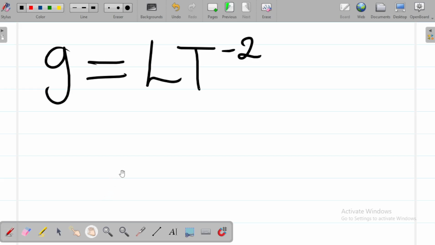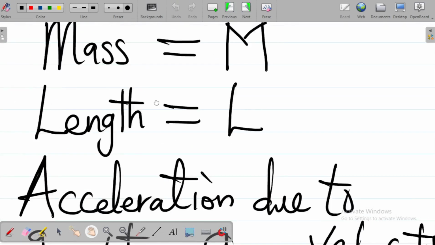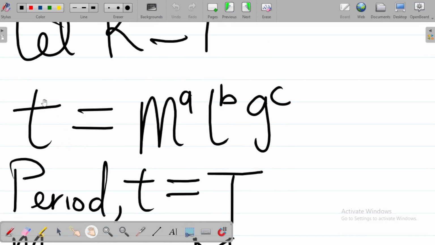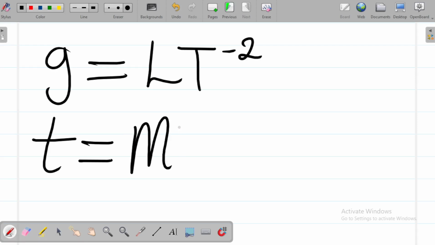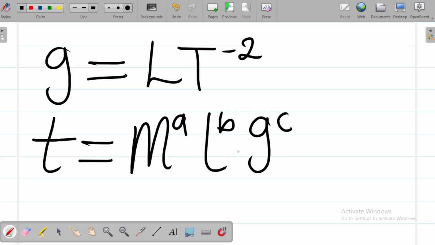All right, so our next task is to substitute the dimensions into this equation. T equal to M raised to power a, and then L raised to power b, and G raised to power c. So we have T is equal to M raised to power a multiplied by L raised to power b multiplied by G raised to power c. So let's call this equation 1.